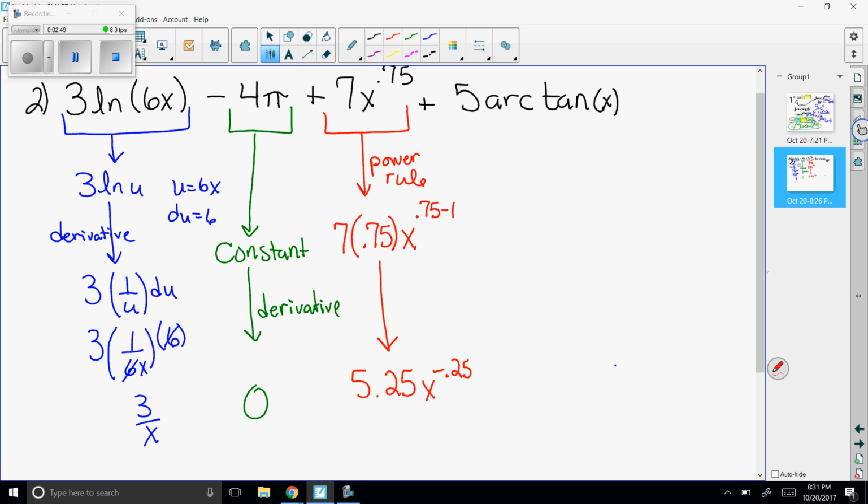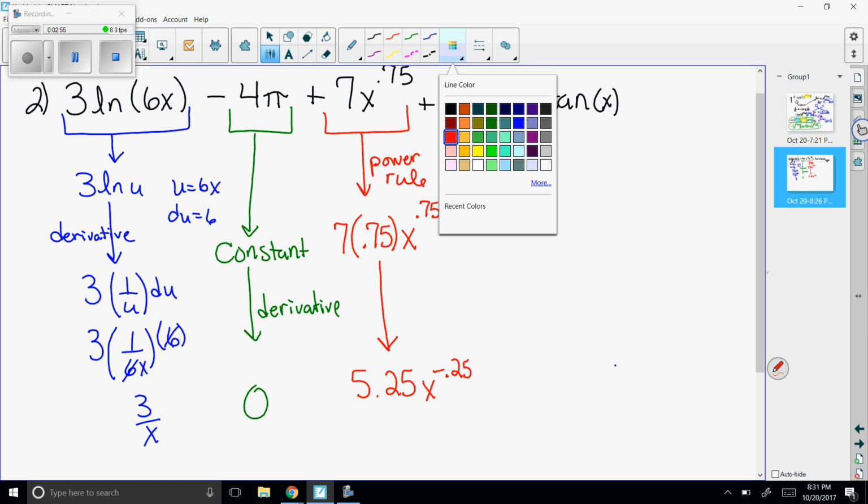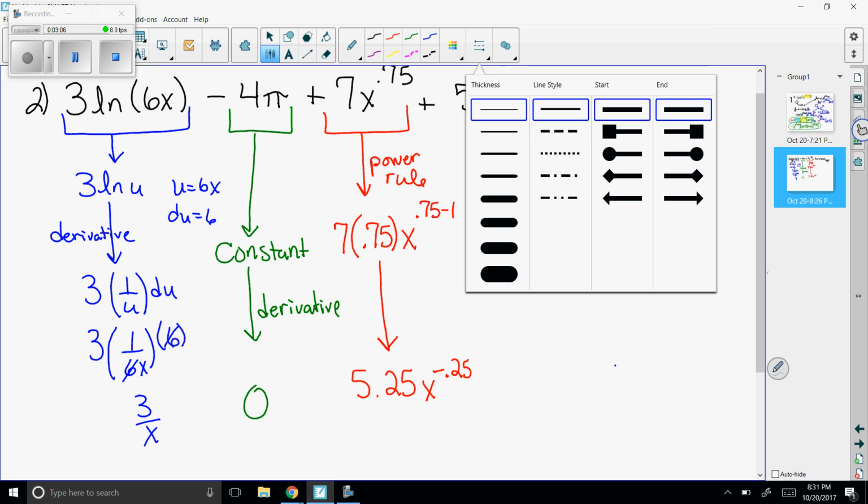And the last term that we have, I don't like that purple right next to it, so I'm going to change it over here to, let's make it this gray, because I think you could probably see that. Now I need to change the thickness of the line, but it's still there.